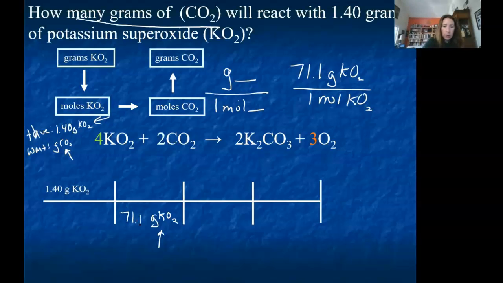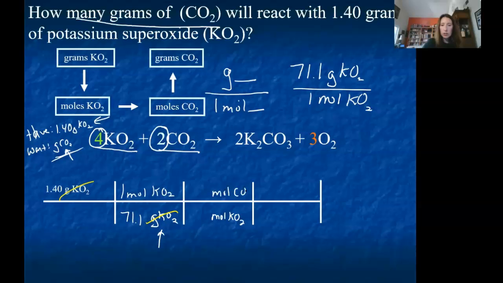So 71.1 grams over 1 mole of KO2. And when we do this, cross off our units. Now again, if we're like, I don't know what to do next. Well, we know we don't want moles of KO2. We need to get to CO2 somehow. That means that moles of KO2 must go on the bottom. If moles of KO2 goes on the bottom, now we're at moles. So if we get moles of KO2, moles of CO2, we can figure that out. We want to go 2 moles of CO2. We look at our coefficient, or 2.